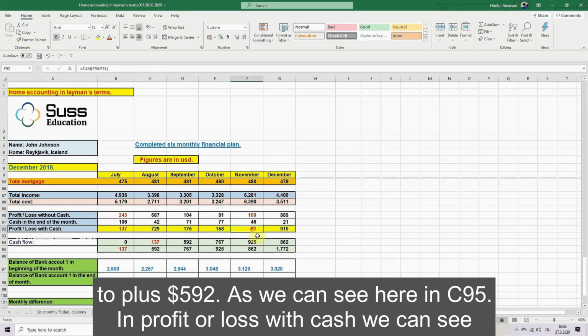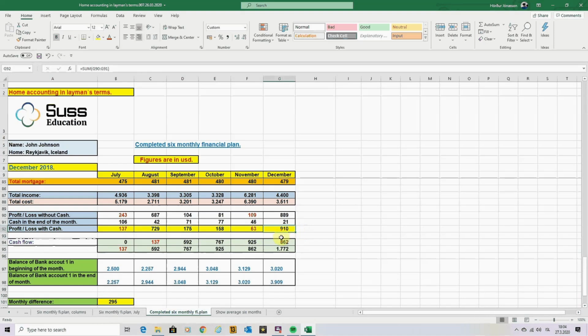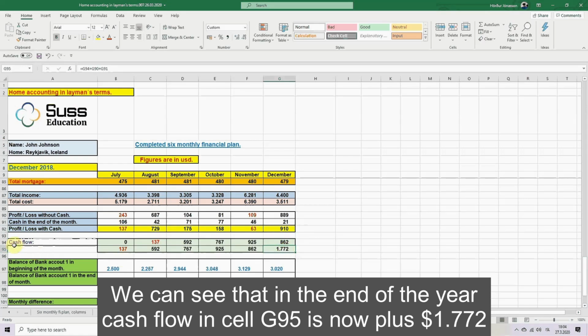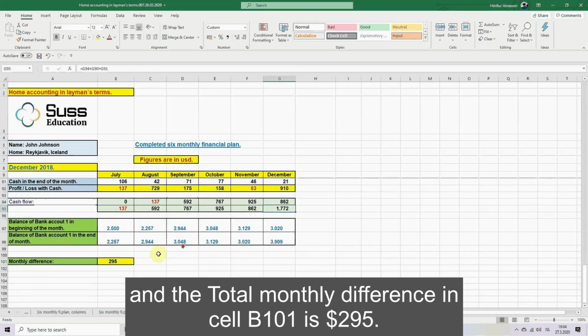In profit or loss with cash, we can see that in November, John is in the minus, but in December he goes into plus. We can see that at the end of the year, cash flow in cell G95 is now plus $1,772, and in the total monthly difference in cell B101, it is $295.